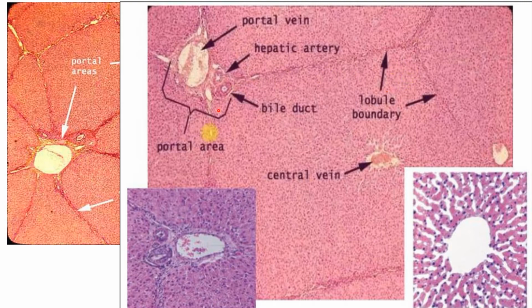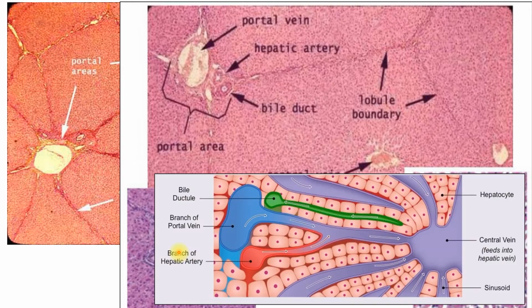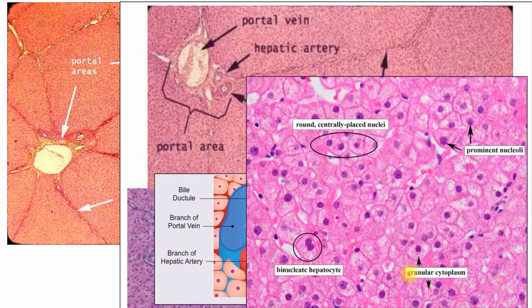Again, this is the classic lobule, central vein. Blood flows from here to here. Bile flows from these hepatocytes to the bile duct. Okay? Again, here you have your hepatic cords or rows of hepatocytes. And here you would have your portal area, portal triad, because there are one, two, three structures within it. Okay? Bile duct, hepatic artery, portal vein. And it corresponds to this schematic diagram.